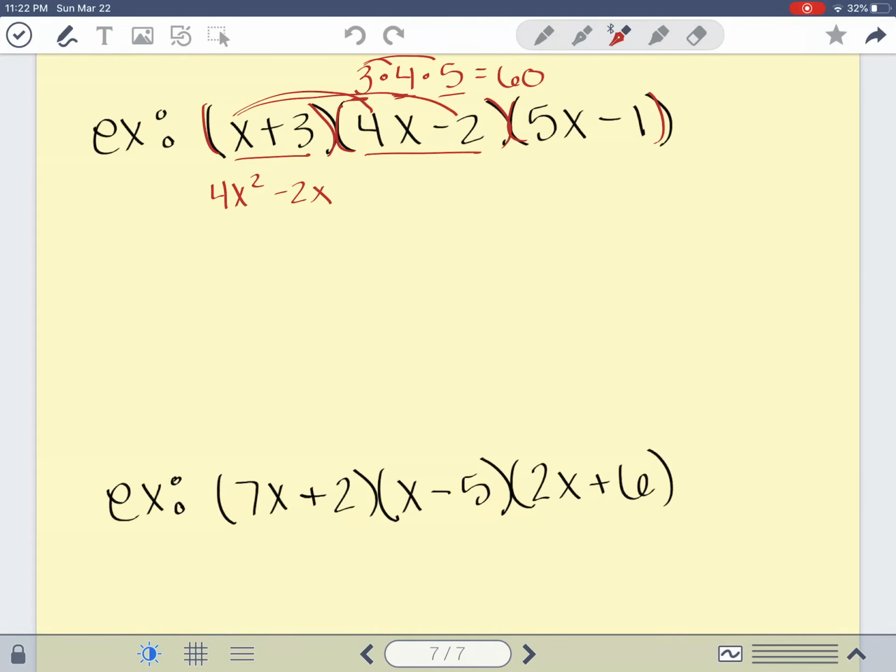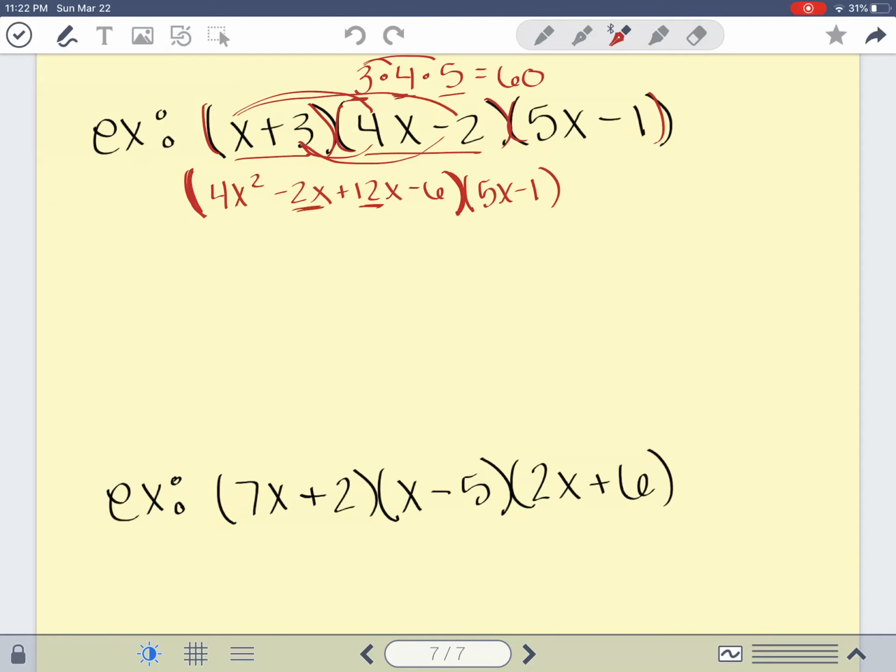x times negative 2 gives me a negative 2x. 3 times 4x gives me a positive 12x. And then 3 times negative 2 gives me a negative 6. Okay, so I am putting parentheses around this, and then I bring along my 5x minus 1.